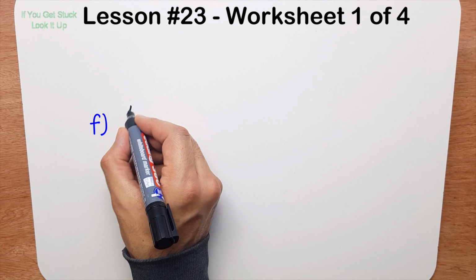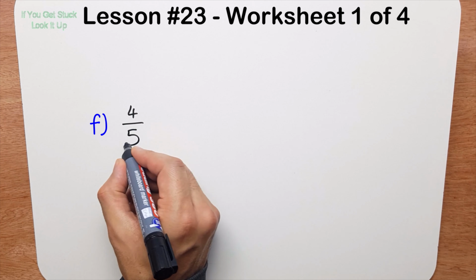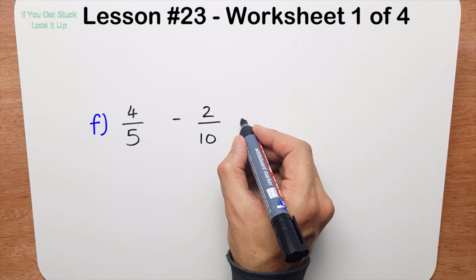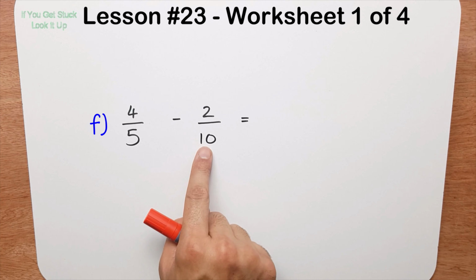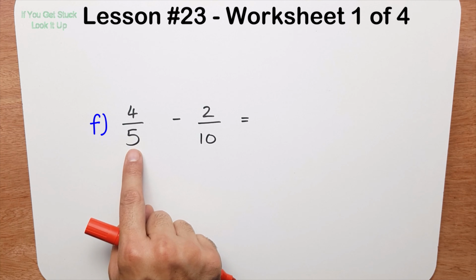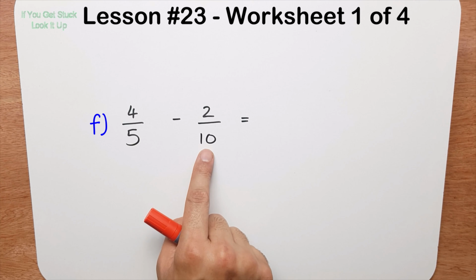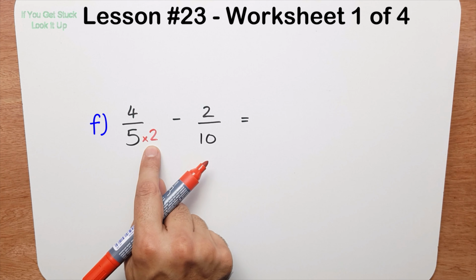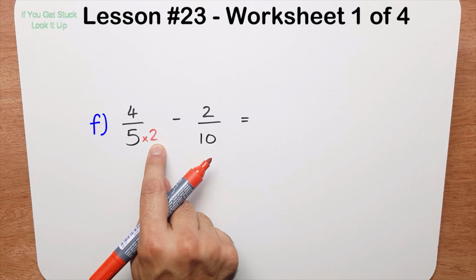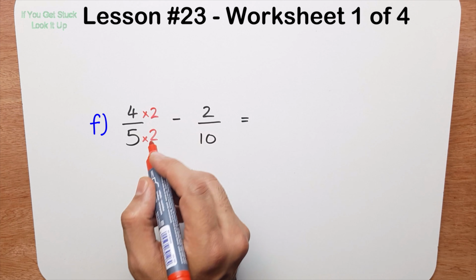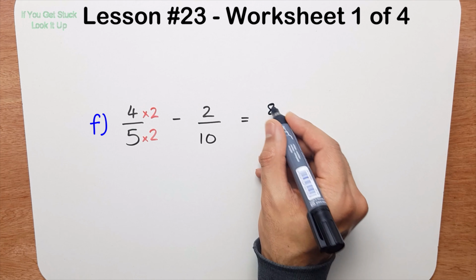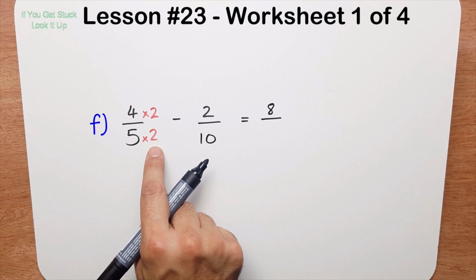My next question is 4/5 take away 2/10. The denominators are different. I need to make them the same. And this is easy because I can see I can turn the 5 into a 10 by multiplying by 2. Whatever I do to the bottom number, I have to do to the top number. Now if I look at this fraction, I have 4 times 2, which is 8. 5 times 2, which is 10.